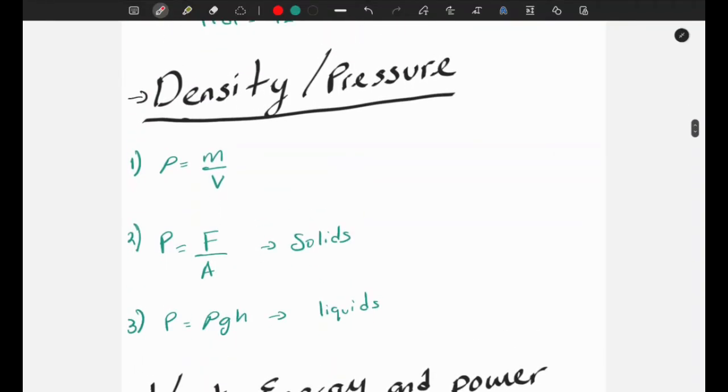Next topic, density and pressure. The first formula is for density. Density is mass over volume. And when you're calculating density, make sure the units are all the same, either gram per centimeter cubed or kilogram per meter cubed.